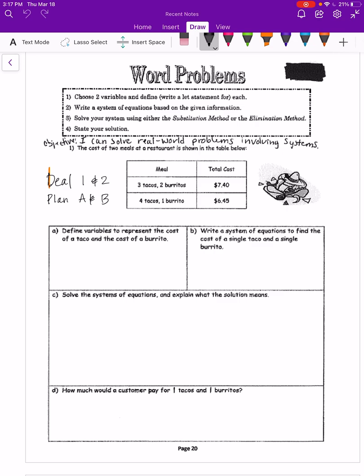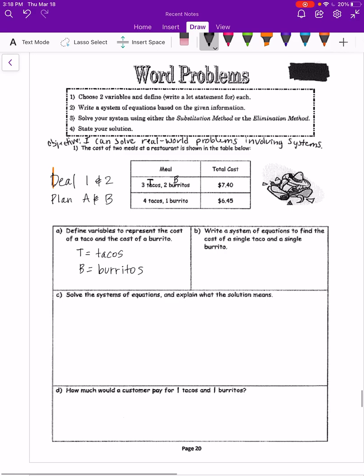So define variables to represent the cost of a taco and the cost of a burrito. So we've got tacos. So I'm going to call tacos T. I usually try to always use a letter that kind of represents the word, so when I have it in my problem, I know what I'm talking about. And then B for burritos. So go ahead and write that in right now. And by the way, I'm on page 20 of your note packet.